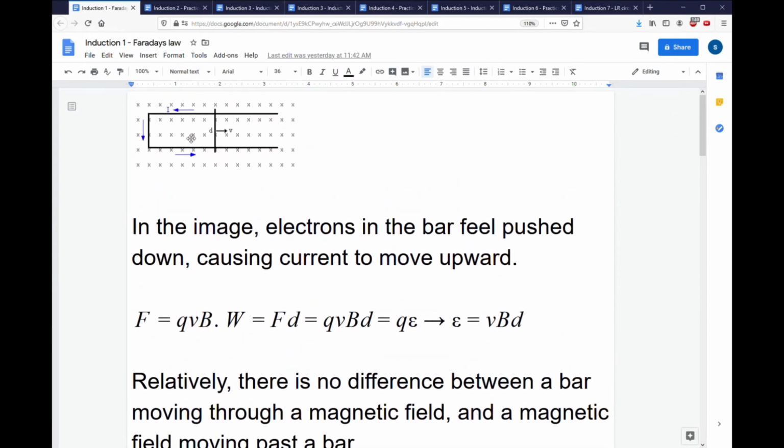In this example, this rectangle is flat on the plane, and the magnetic field is going out of the plane. By convention, the direction of the area is normal to its surface. So in this case, the area and the magnetic field are going in the same direction. But what if we turned it? What if we rotated the magnetic field so the magnetic field was pointed straight up?